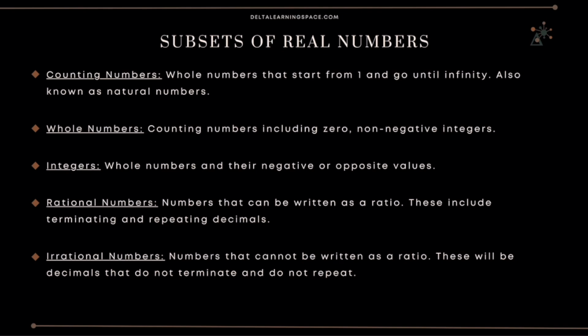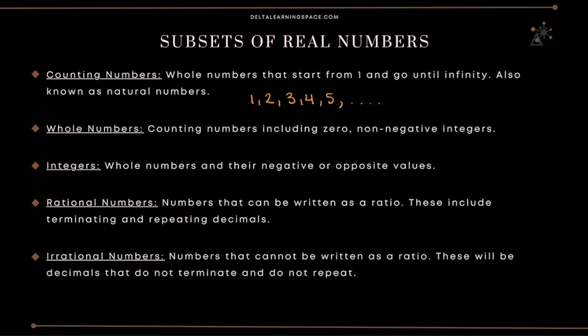The first subset that we have is our counting numbers, and so these will be our whole numbers that start from 1 and go until infinity. These are also known as our natural numbers. Counting numbers, just as the name suggests, are the numbers that we use to count. We start with 1, then 2, 3, 4, 5, and then we can continue until infinity.